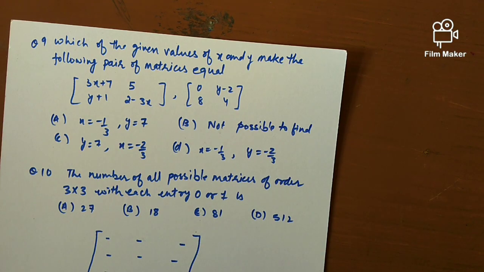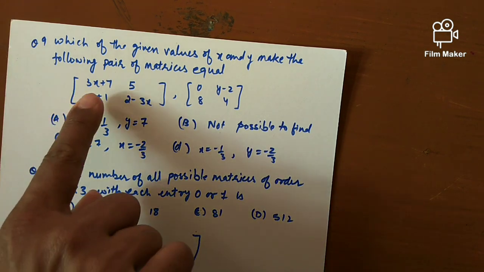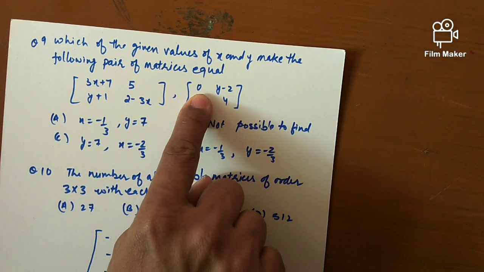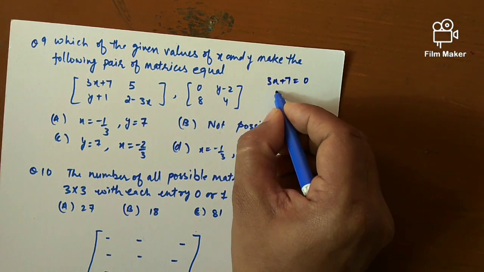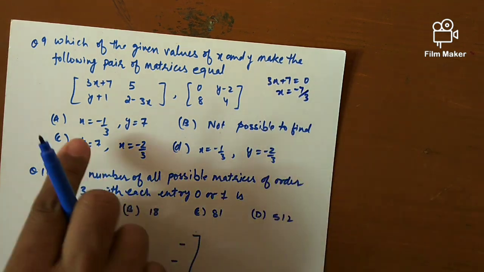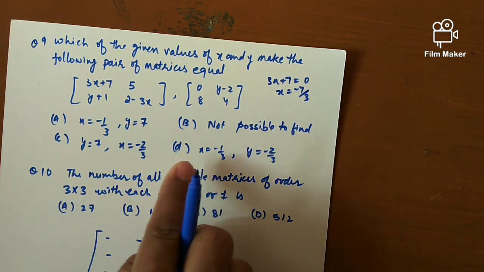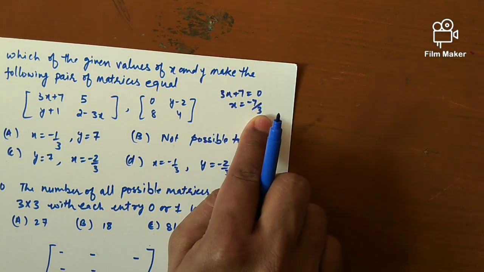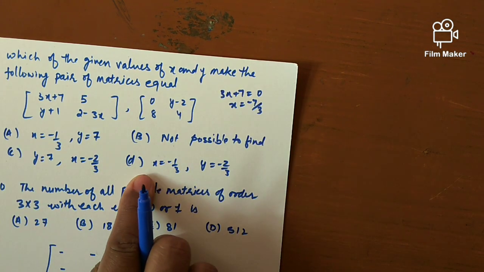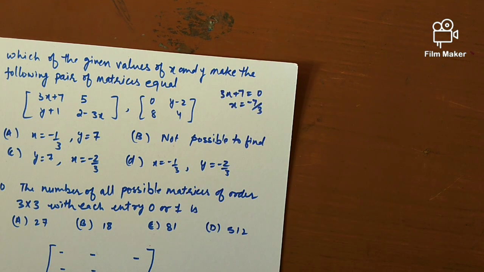Move to question number 9. Question number 9 is: which of the given values of x and y make the following pair of matrices equal. Though this is an MCQ, you may have to try it in written form. So you can see 3x plus 7 has to be equal to 0. If I write 3x plus 7 equals 0, then x will be minus 7 by 3. And you can see in options A, C or D, the values are not matching with the value that we have found. So A, C, D cannot be the options. So B is the right option, not possible to find.